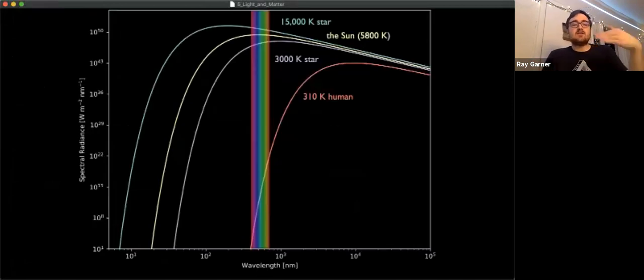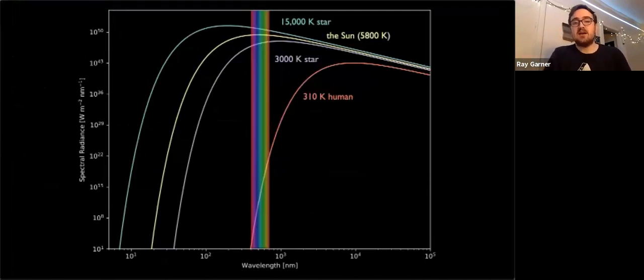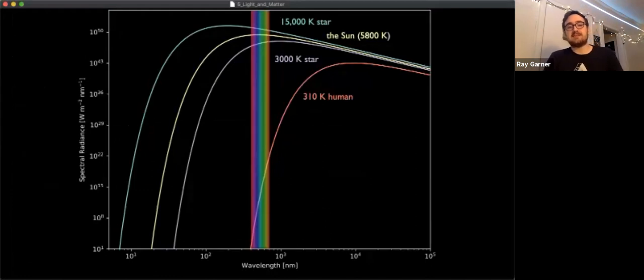So here, don't worry about the units or the numbers, but we've got intensity on the vertical, wavelength on the horizontal. And I've got different objects at different temperatures. I've also marked off where the visible light is. So we've got a 310 Kelvin human, a 3000 Kelvin star, the sun at 5800 Kelvin, and an even hotter 15,000 Kelvin star.